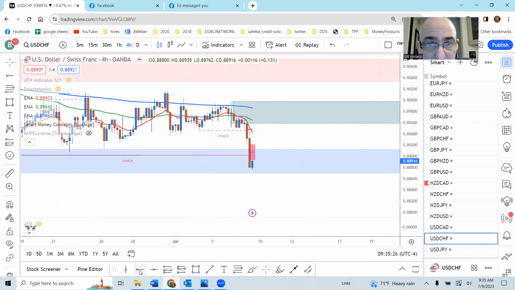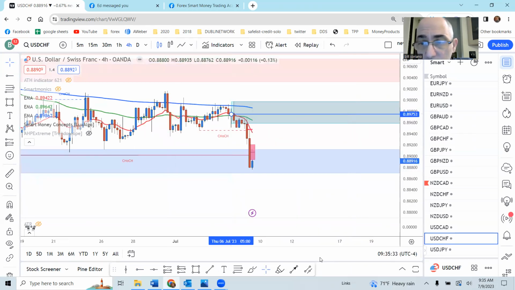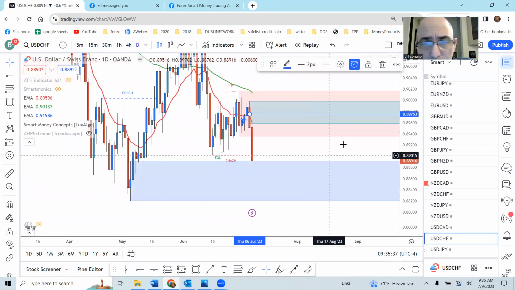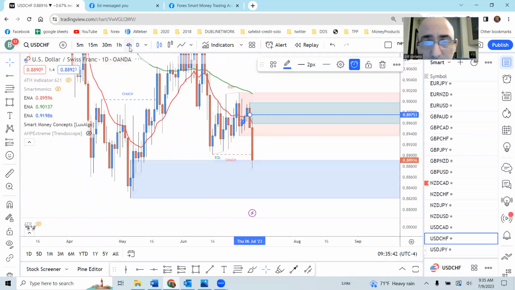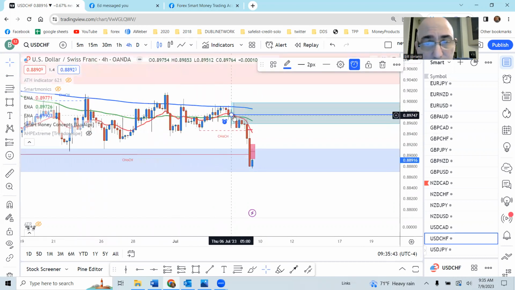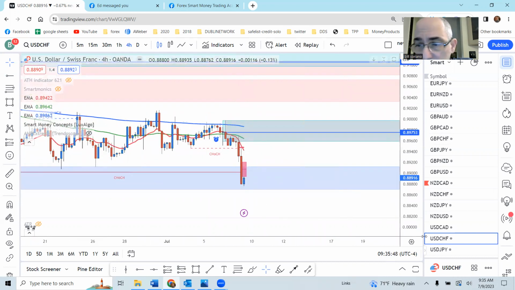Our point of interest line here has not been hit yet. So we can actually look to sell from that area. And let's just make sure that we were bearish. Yes, we were bearish on the daily. So we have identified a bearish order block on the 4 hour right here.